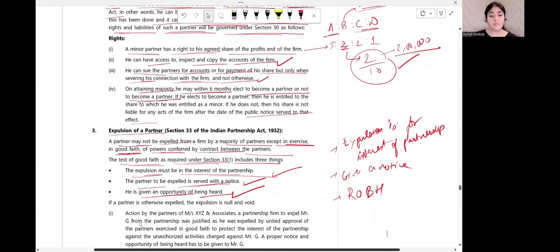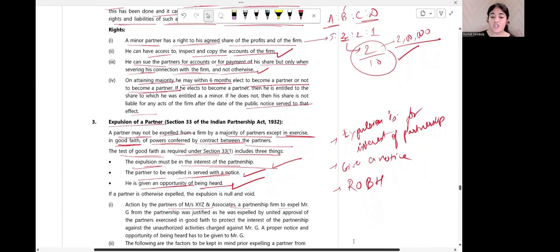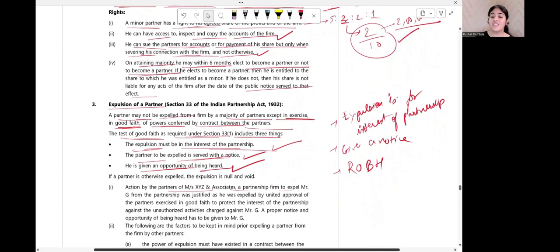Now, the action by the partners of Messrs XYZ and Associates, a partnership firm, to expel Mr. G from the partnership was justified as he was expelled by united approval of the partners, exercised in good faith. We are doing it in good faith to protect the interest of the partnership against the unauthorized activity, because he was doing some unauthorized activity. That is why we are removing him. A proper notice and opportunity of being heard has to be given to Mr. G.